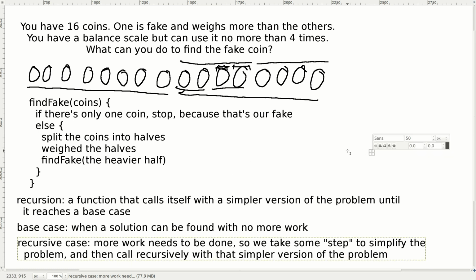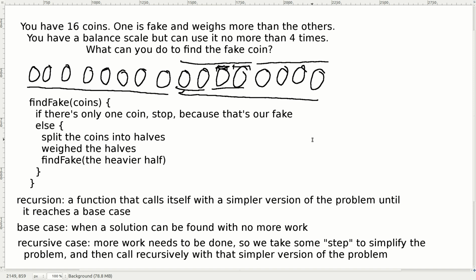Or less of our data, for instance, in the case of these coins, we have less data after the first call. We're in the recursive case down here where we don't have an answer right away. I can't tell you which is the fake just because I narrowed it down to 8. So I'm in the recursive case. I do some step or some work, like splitting the coins into halves and weighing them. And then I call recursively with this simpler version of the problem or with less of the data.